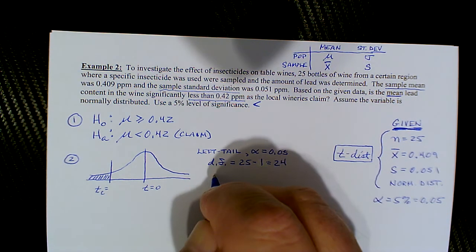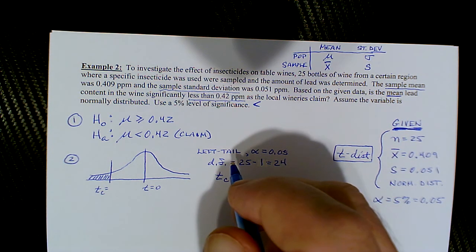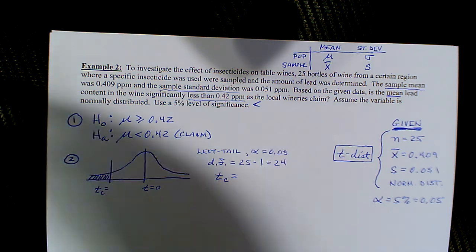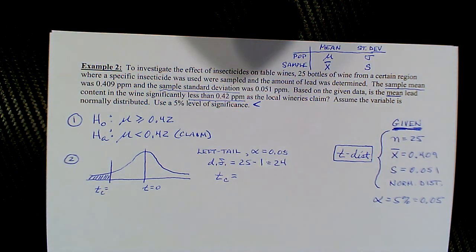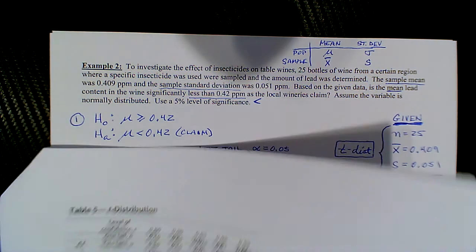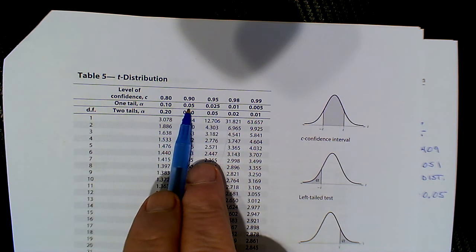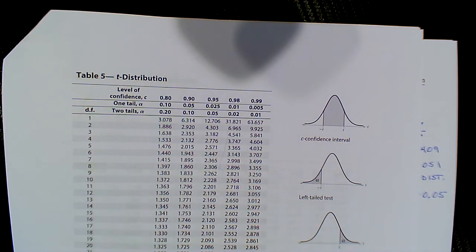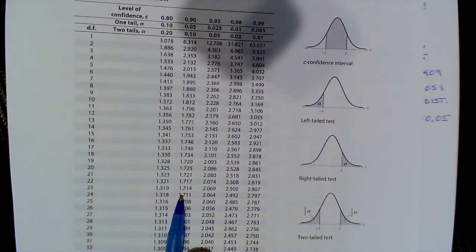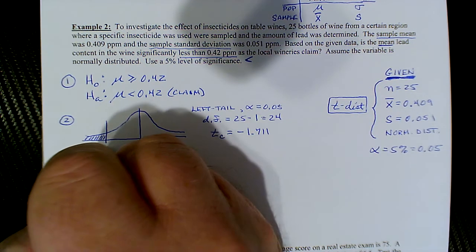Okay, so then we go to table 5, and t sub c is, looking at table 5 here. It's a left-tailed test, so it's one-tailed. Degrees of freedom of 24, alpha 0.05. So one-tailed 0.05, our second column. Degrees of freedom of 24. Looks like 1.711. But it's a left-tailed test, so therefore t sub c is negative 1.711. We can put that in our diagram.